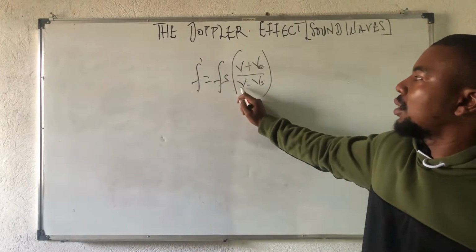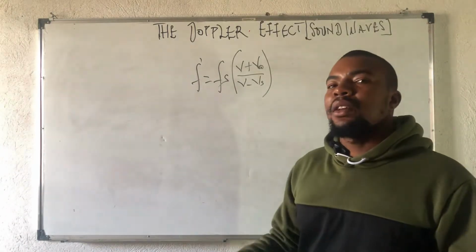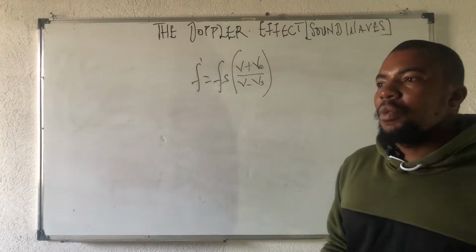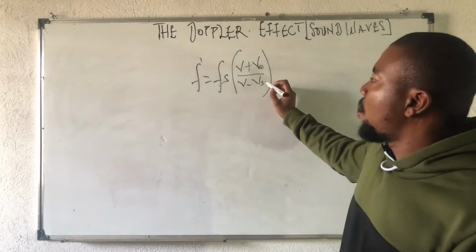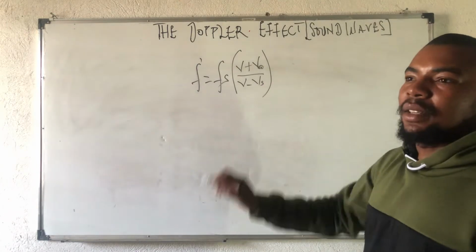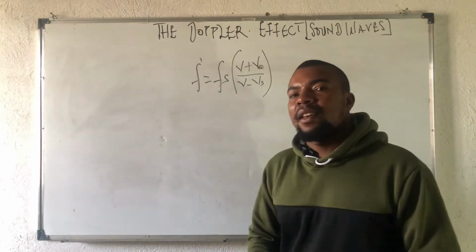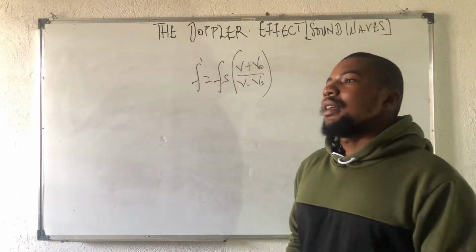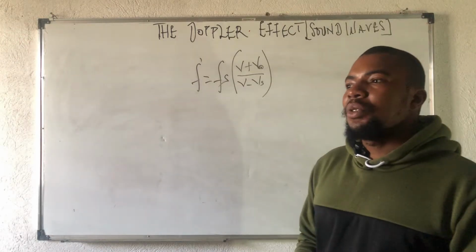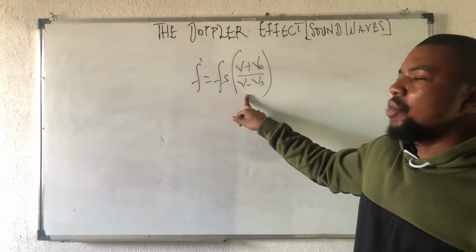The denominator, the V here, also means the speed of sound in air, which is also 343 meters per second, while the V sub S is simply the velocity of the source. Okay, now let's look at some important scenarios where this formula would change.